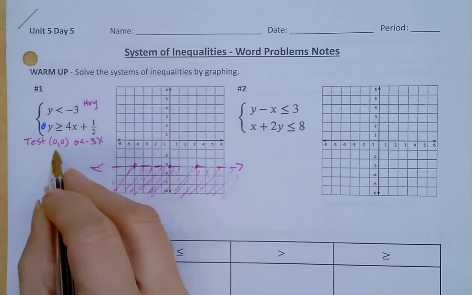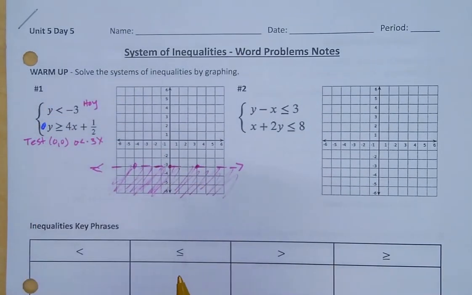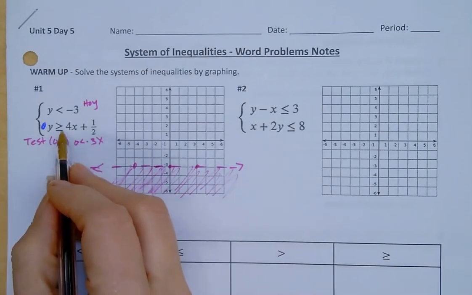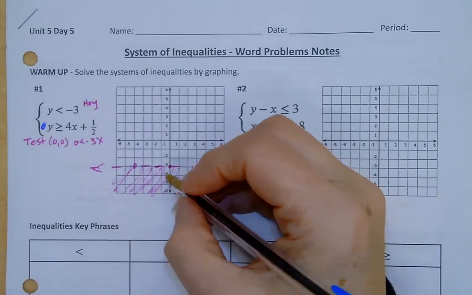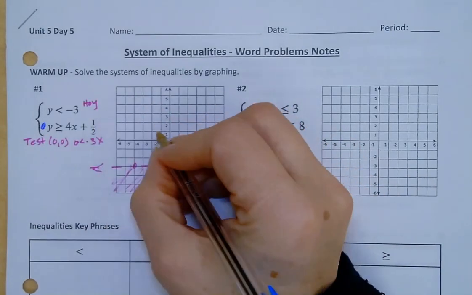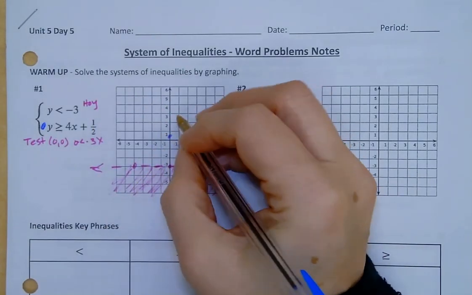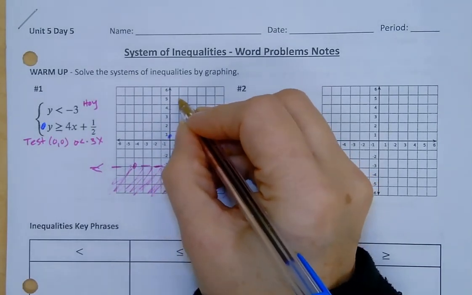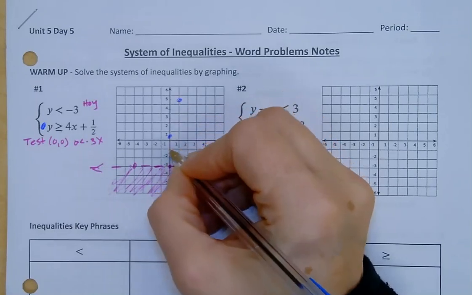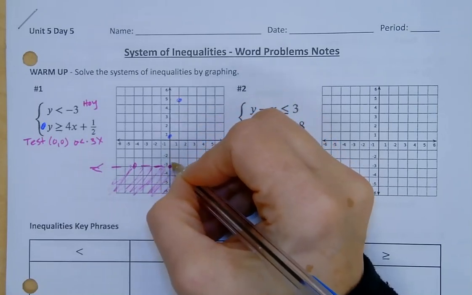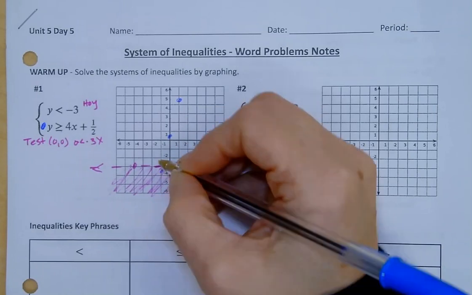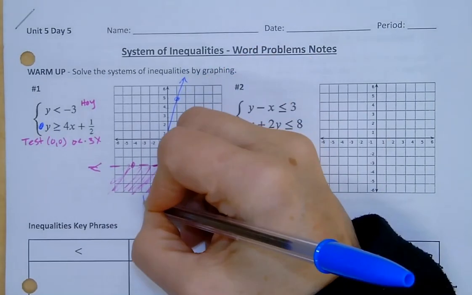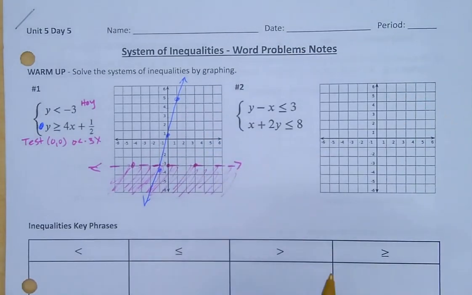My next line, y is greater than or equal to 4x plus 1/2. I am going to graph that boundary line. This one's going to be a solid line and not a dashed line. And I'm going to start at the y-intercept of 1/2, and I'm going to go up 4, 1, 2, 3, 4, and over 1. I'm going to back myself down 1, 2, 3, 4, and over 1. So this is going to be a solid line right there.